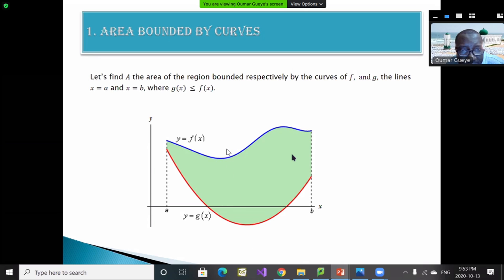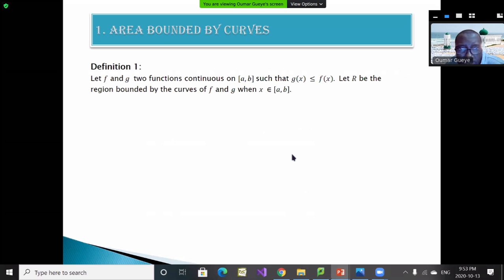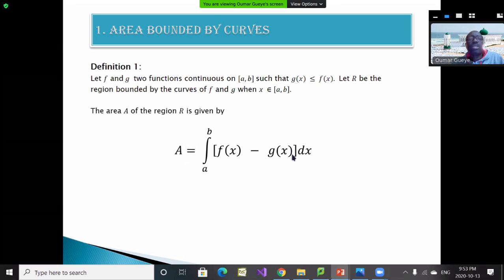It's always going to be the greater function minus the smallest one, and you will get a positive number because you calculate the greater value minus the smallest one. You're supposed to get a number which is greater than 0. And here is, in this case, the formula. The area, as I told you, under this condition, g of x is less than f of x. Otherwise, you don't have exactly this. It's going to be the greater function minus the smallest one.